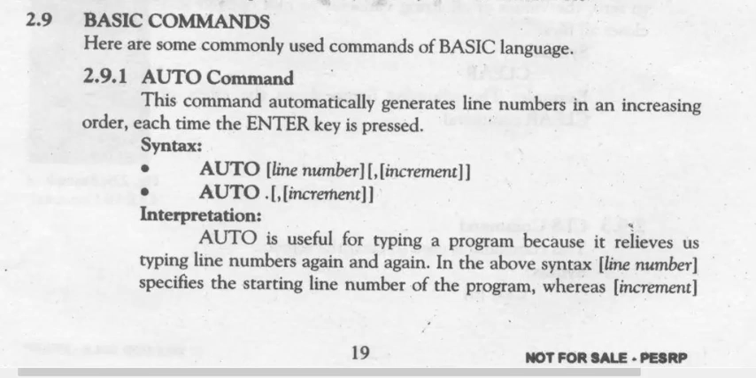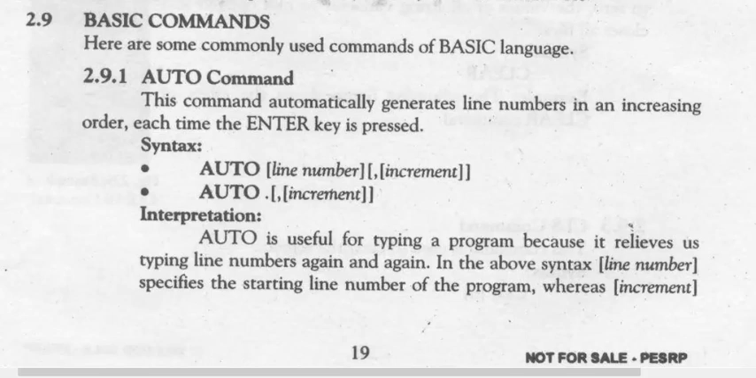2.9.1 AUTO command. As from the name, auto means automatically. This command automatically generates line numbers in increasing order each time the enter key is pressed. When you use this command and then press the enter key, whenever you press the enter key it will generate a new line number in ascending order, or you can say in increasing order.